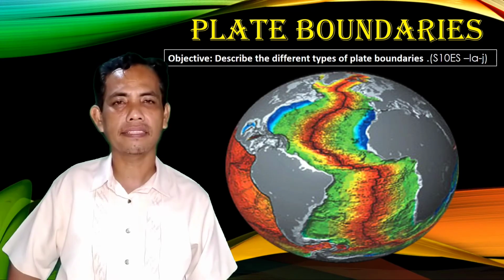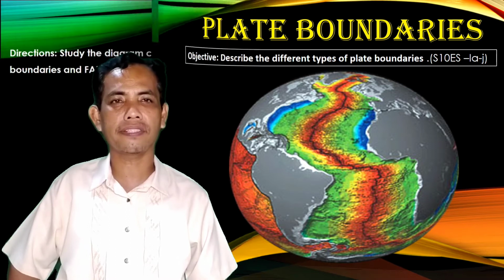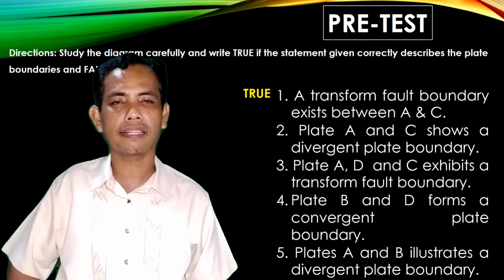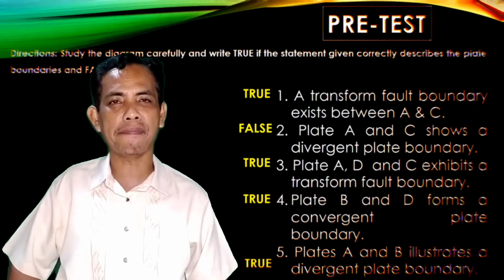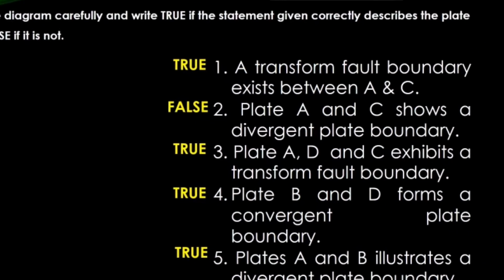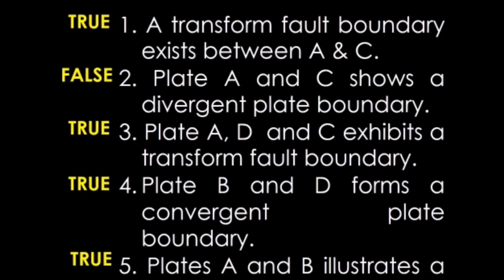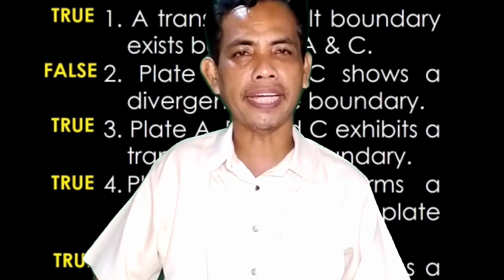Class, are you done? So let us check your answer. Number 1, that is true. Number 2, that is false. Number 3 is true. Number 4 is true. And number 5 is true. Very good.